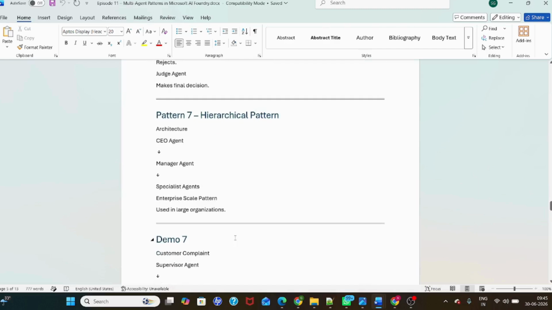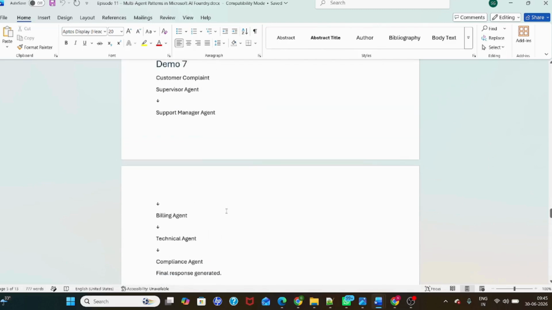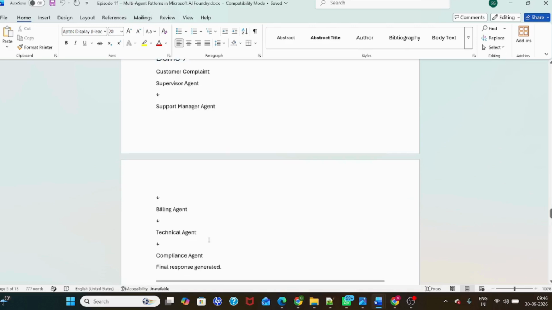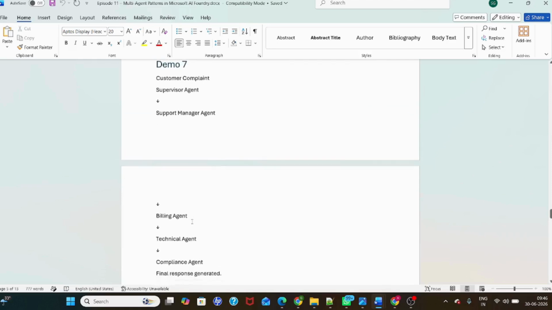Hierarchical pattern. Architecture: CEO agent, manager agent, manager agent, down to the specialized agent. It is an enterprise-scale pattern used in large organizations. So for a customer complaint, the supervisor agent talks to the support manager agent, and the support manager talks to the billing agent. When a customer has a complaint, there are multiple things involved, right? Supervisor agent, support manager agent, billing agent, technical agent, compliance agent, and the final response will come because the supervisor will manage everything.